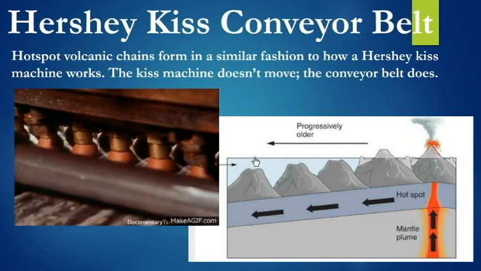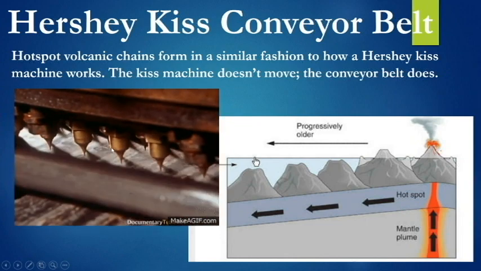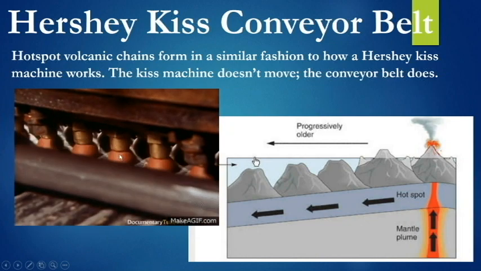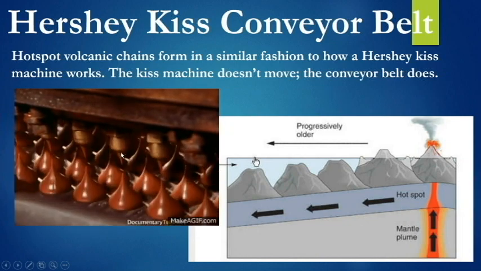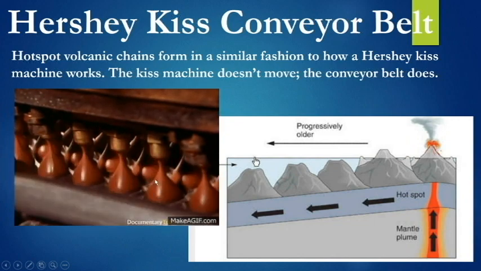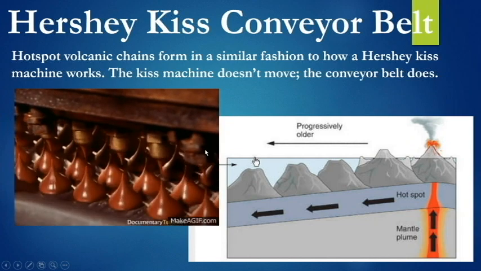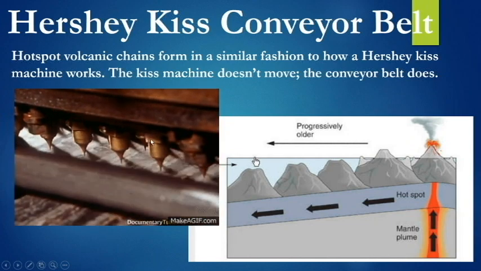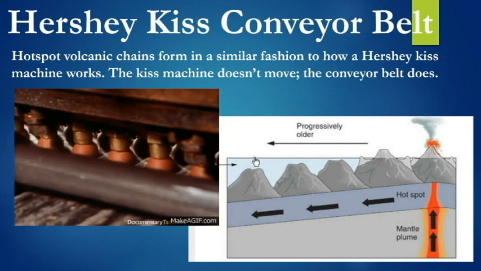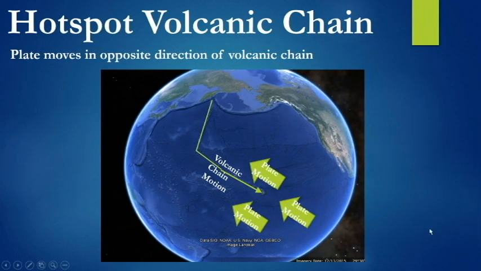It actually works a lot like a Hershey's Kiss machine. It's a good example. This is a Hershey's Kiss machine. It's called a Hershey's Kiss because the machine is quite literally kissing, or touching, the conveyor belt. The conveyor belt is an analogy for the oceanic plate and how it moves. You can see the kiss machine does not move, so that's like the mantle plume. It doesn't move, but the conveyor belt does. That's creating a chain of Hershey's Kisses, or in the case of the Earth, a chain of volcanoes.